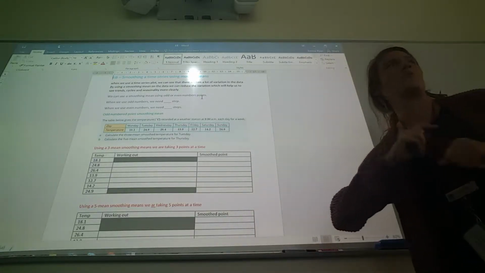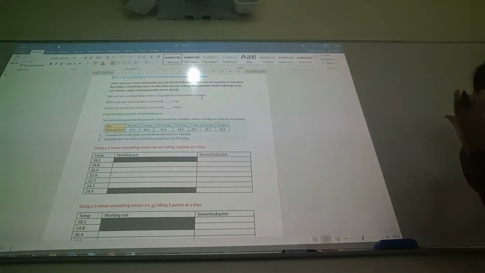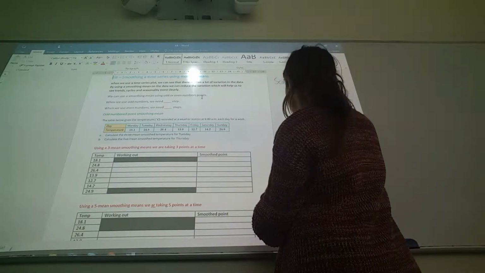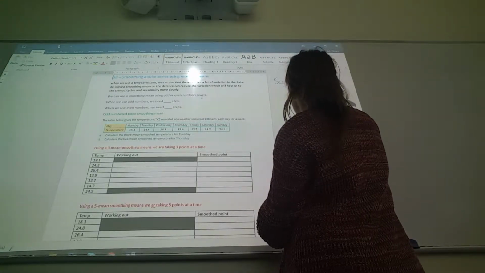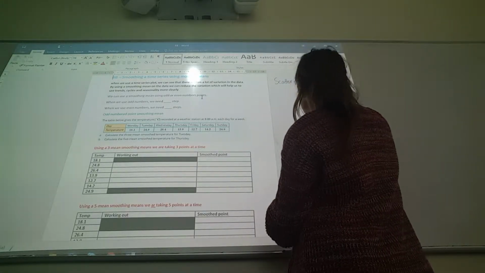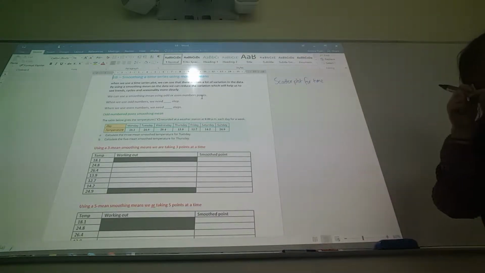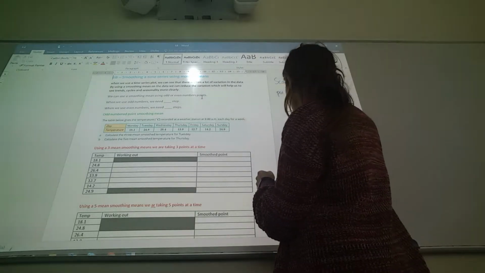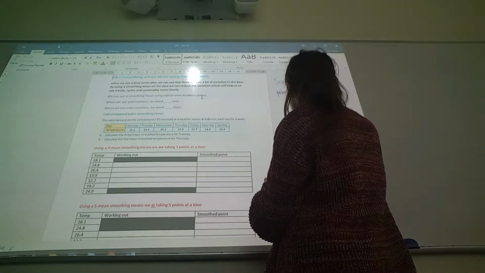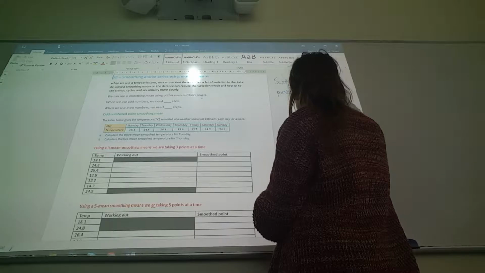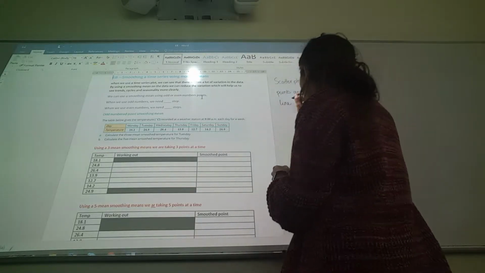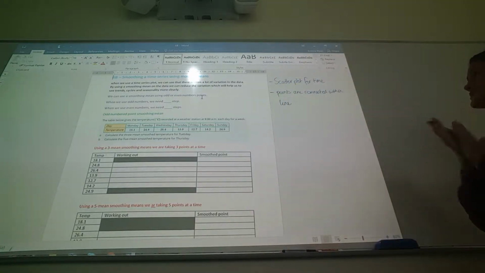What did we learn about our time? What is a time series? What's it got to do with? Yep, good. So it's a scatter plot for time. But what's the difference between a scatter plot and a time series plot? Yep, good. So the points are connected with a line. Okay, so it's a scatter plot for time and the points are connected with a line.